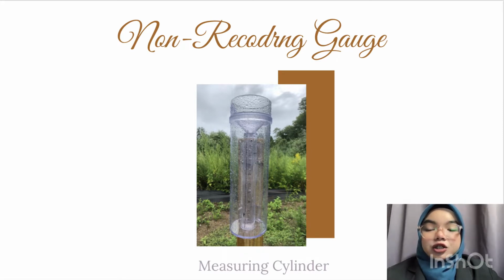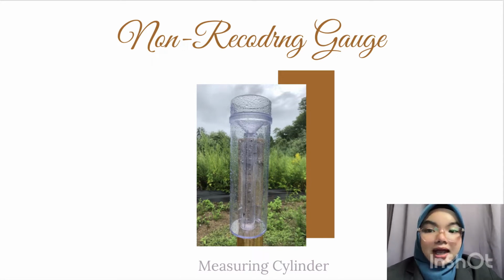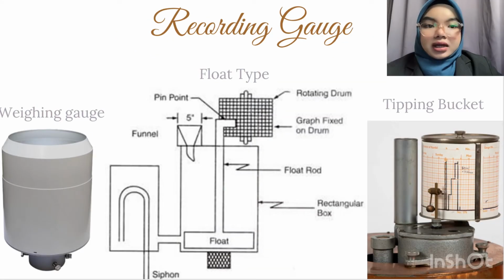First is the non-recording gauge. A non-recording rain gauge only displays the amount of rain that has fallen. This type of rain gauge cannot tell you when the rain started and when it stopped, what the intensity of the rain was, or how much the intensity of the rain varied over the course of the storm.